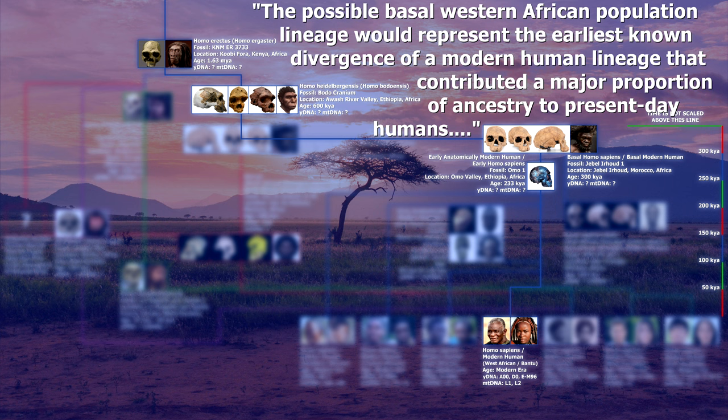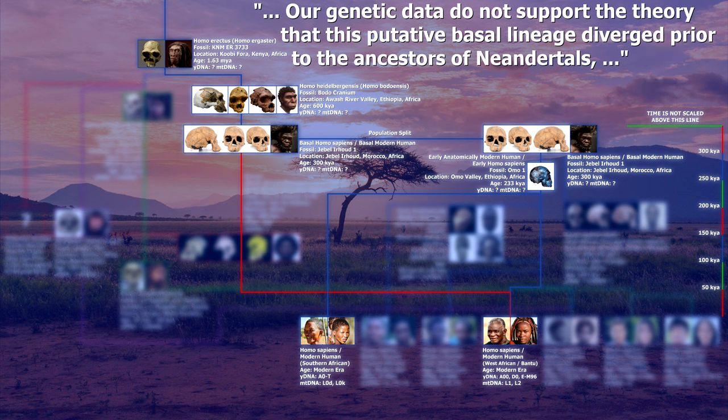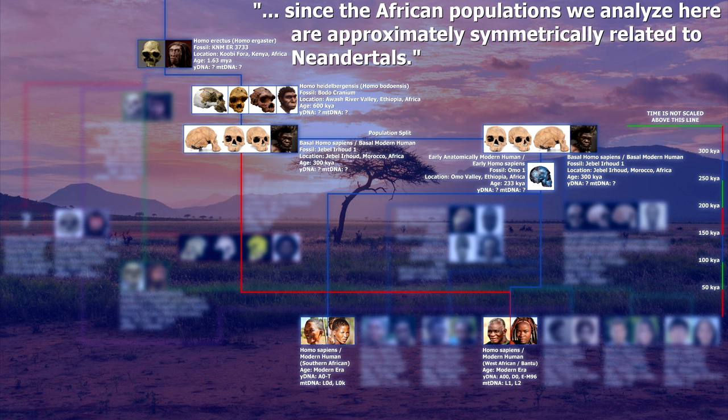The possible basal Western African population lineage would represent the earliest known divergence of a modern human lineage that contributed a major proportion of ancestry to present-day humans. Such a lineage must have separated before the divergence of San ancestors, which is estimated to have begun on the order of 200 to 300,000 years ago. Our genetic data do not support the theory that this putative basal lineage diverged prior to the ancestors of Neanderthals, since the African populations we analyze here are approximately symmetrically related to Neanderthals.